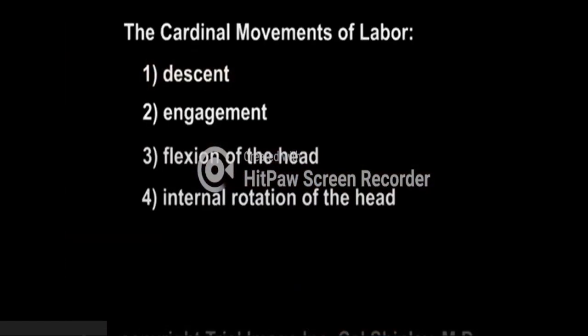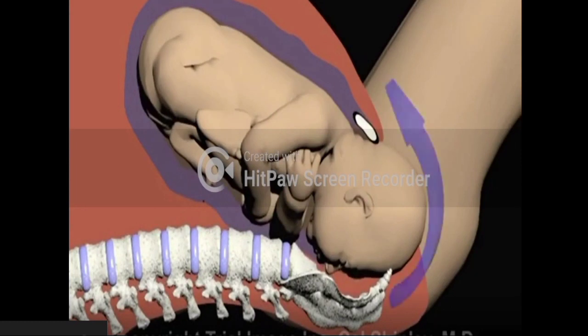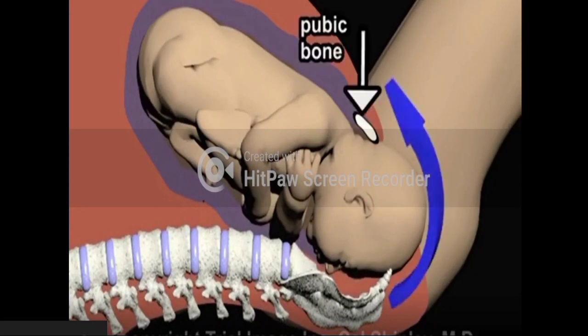The fifth cardinal movement is extension of the fetal head. Extension of the fetal head facilitates its movement beneath the mother's pubic bone and allows delivery of the head.